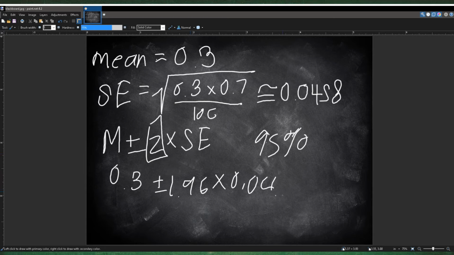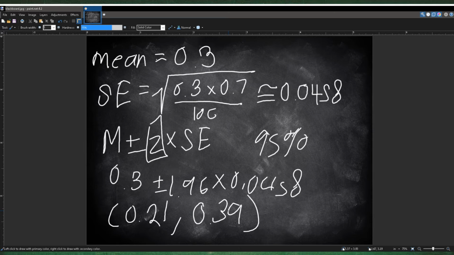which is 0.0458. So you have 1.96 times 0.0458, and then you have 0.3 added to that number, and 0.3 minus that number. And then you basically just round. It's between, when you have 0.3 minus 1.96 times 0.0458, you have 0.21, and when you have 0.3 plus 1.96 times 0.0458, you have 0.39, and that's your value.